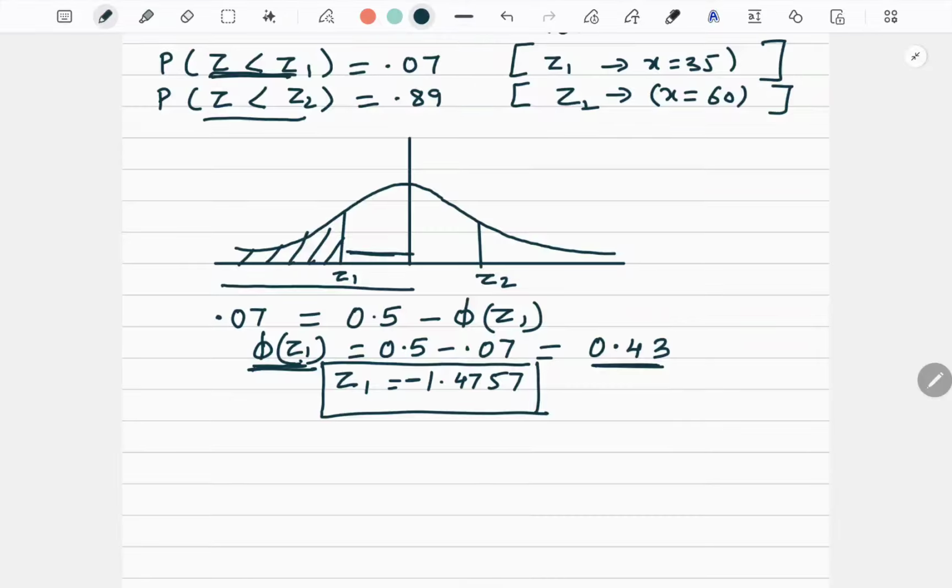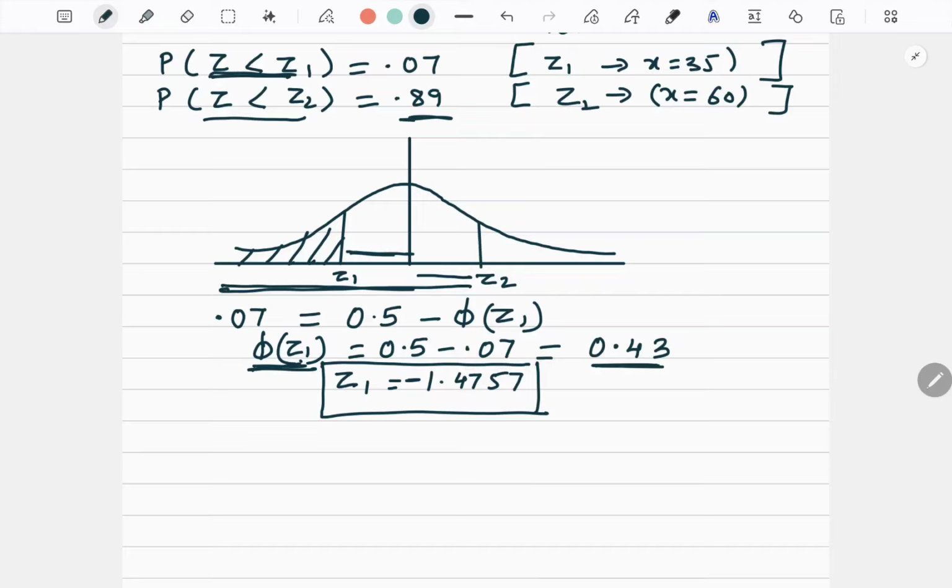Probability of z less than z2 is what? This whole portion plus this whole portion. And it is 0.89, so it is perfectly okay. 0.5 plus something can be 0.89. So this position of z2 is right. There is no problem in that.